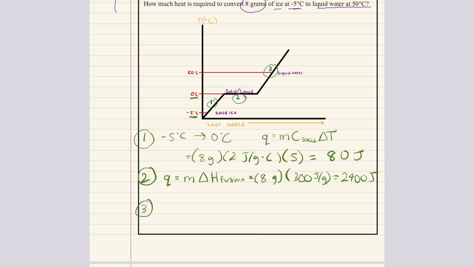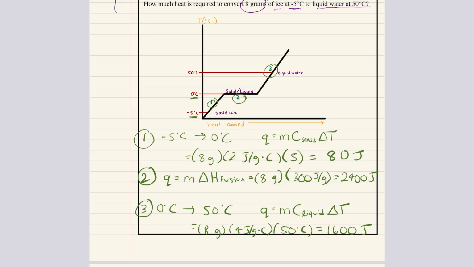Here we're going to warm the liquid water from 0 degrees Celsius to 50 degrees Celsius. Again, this is a temperature change within a single phase. So the equation we're going to use is Q is equal to mass multiplied by the specific heat capacity of liquid multiplied by delta T. The mass is 8 grams. The specific heat capacity of liquid water is 4 joules per gram times Celsius. And then delta T is final temperature minus initial, so 50 minus 0, which is 50. When we carry out this calculation, we get 1,600 joules.